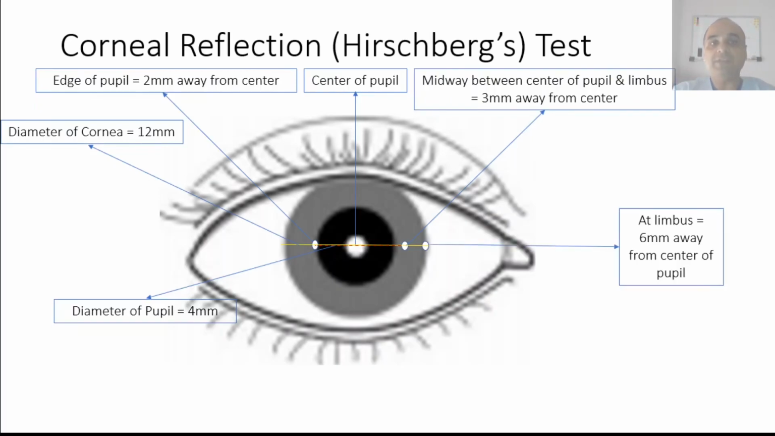And finally, if you see the light reflex at the limbus, that means it's moved 6 millimeters from the center because that's the radius of the cornea. So these three positions, 2 millimeters, 3 millimeters, and 6 millimeters, are the most common. So you can remember the most common deviations are 14, 21, and 42 degrees. I hope you know how that was, because 2 multiplied by 7 is 14, 3 multiplied by 7 is 21, and 6 multiplied by 7 is 42.